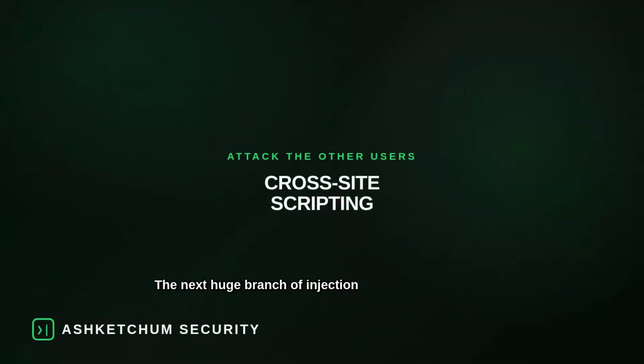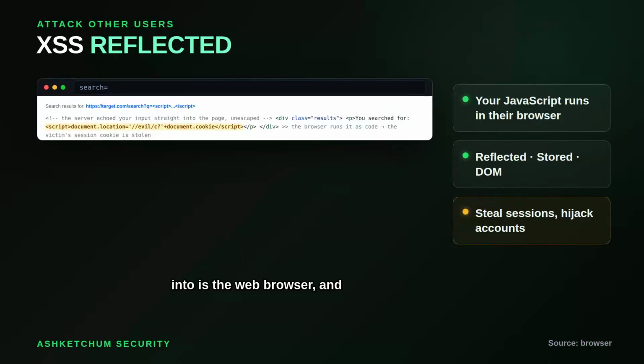The next huge branch of injection targets not the server but other users. It's called cross-site scripting, or XSS. Here, the interpreter you're injecting into is the web browser and the language is JavaScript. If an application takes your input and drops it into a page without properly encoding it, you can inject your own HTML and script. When another user loads that page, their browser runs your JavaScript as if the site itself wrote it. You're no longer attacking the server, you're attacking everyone who visits.